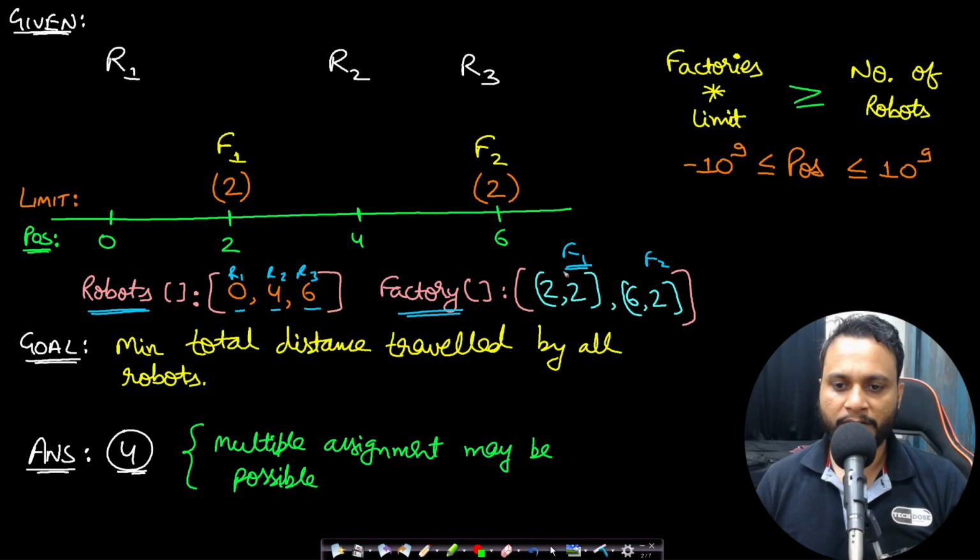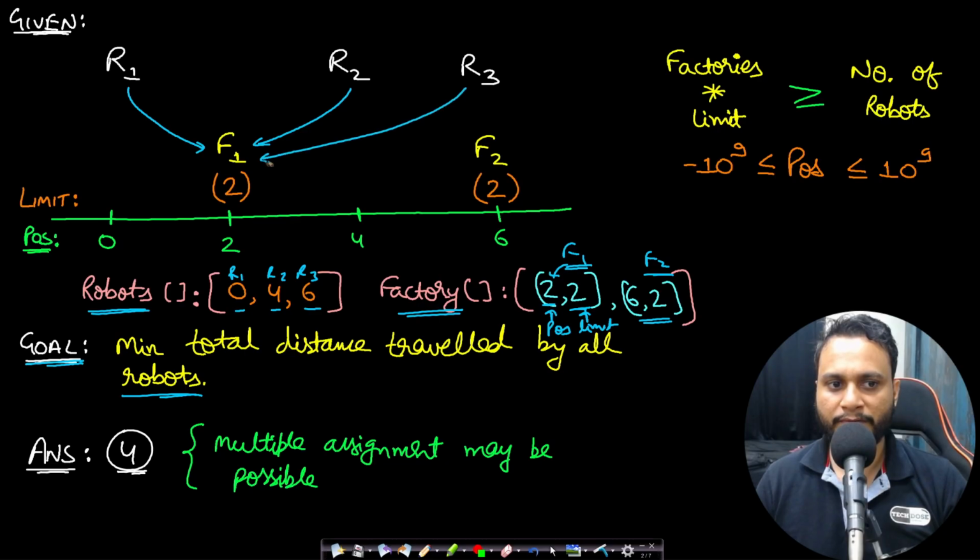Now in the factory F1, the position where it is present is given by the first value, and how many robots it can repair, which is the limit value, is given as the second value. Okay, and the same thing is given for factory 2 as well. So if you notice, you have 3 robots and you have 4 factories in total. So definitely you can repair all the robots, and in the question it was mentioned that it will always be possible to repair all robots. Now, given this information, our goal is to find out the minimum total distance traveled by all the robots so that they can get repaired. So if I assign R1 to F1, if I assign R2 to F1, and if I assign R3 to F1, is it possible?